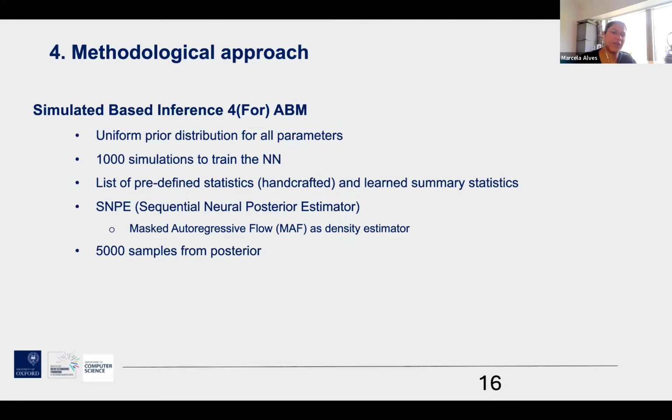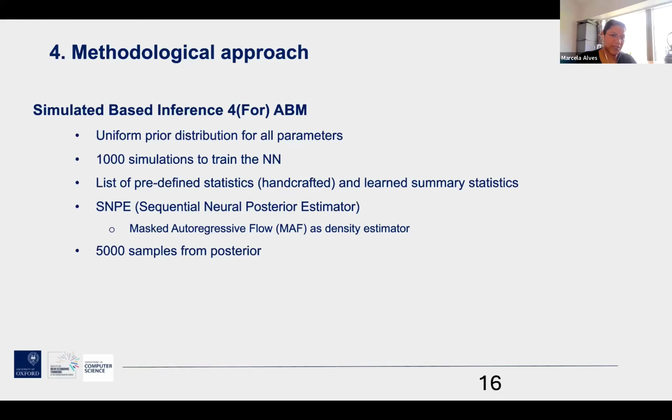So what we do when we execute the whole pipeline for the parameter estimation is we consider that the prior distribution of all parameters is uniform. Then we do 1,000 simulations to train the neural network. Then we compare the dimensionality reduction done by a list of predefined statistics, like means, lags, averages, and the statistics we know. And we also compare what happens when I actually use another network to learn the summary statistics.